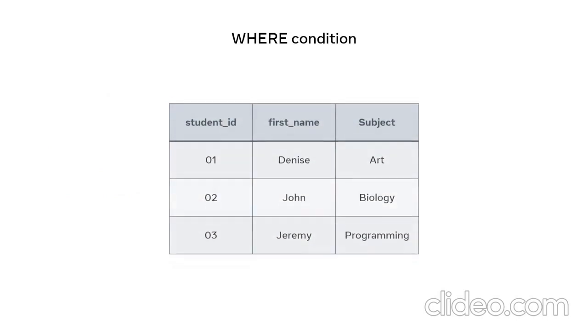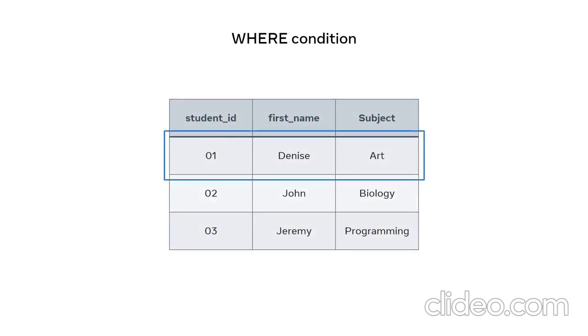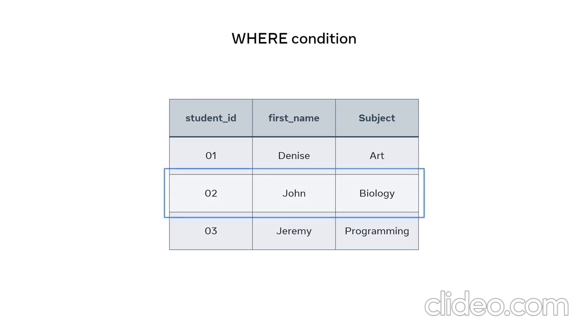Once you run the SQL select statement, it retrieves the records as instructed. Let's take another example, where first name equals John, a text value. All text values must be enclosed in a pair of single quotes. Once again, you just run the SQL select statement and it filters the required records.